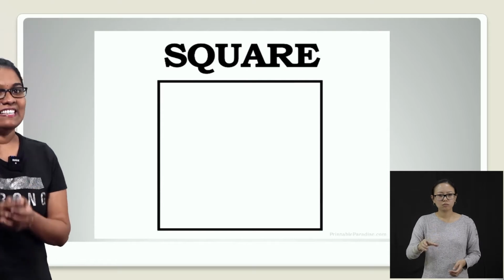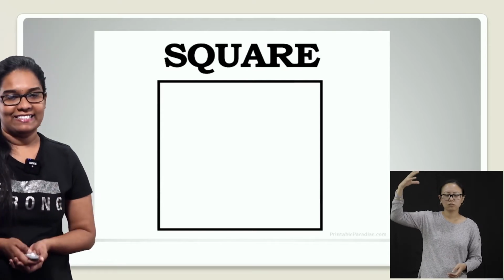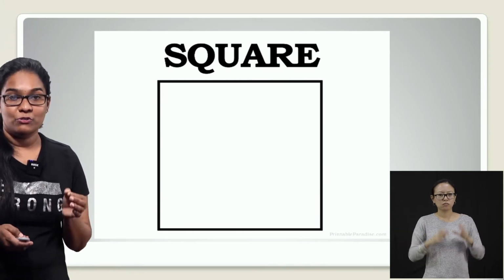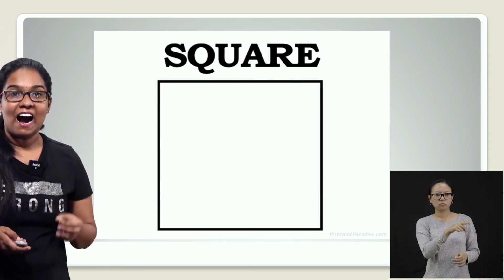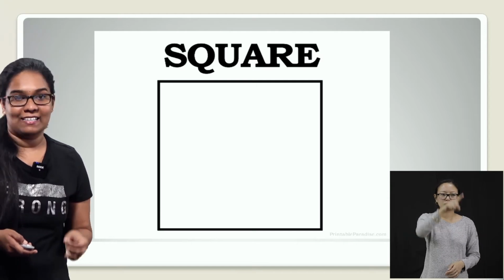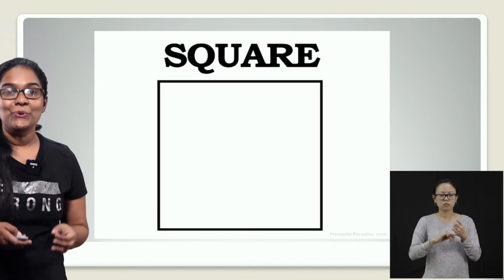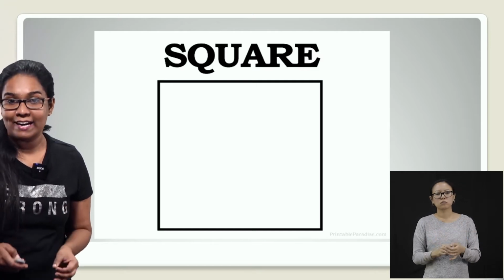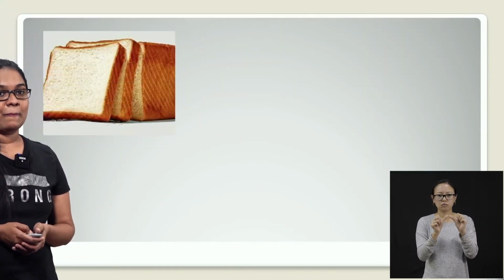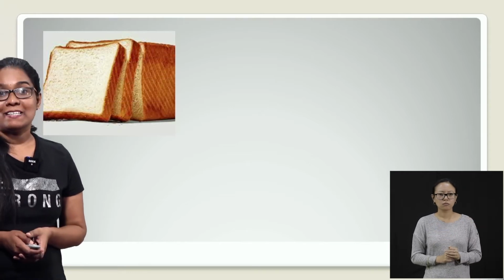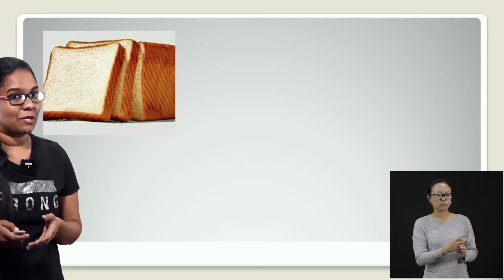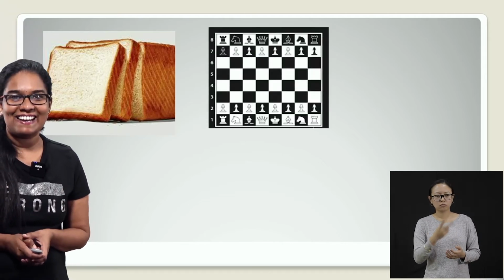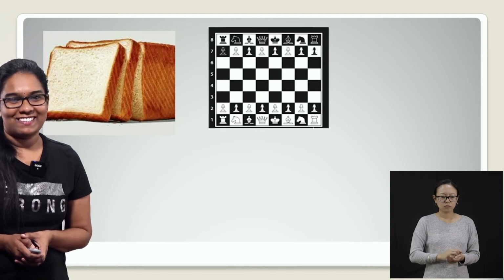Then this is square. This is square. Yes, S-Q-U-A-R-E, square. Then piece of bread, right? It is bread. Bread is in which shape? Square shape. Yes, then this is chessboard, right?